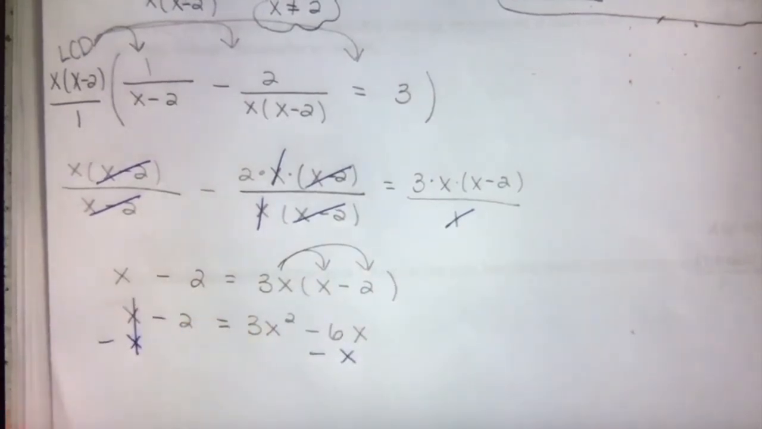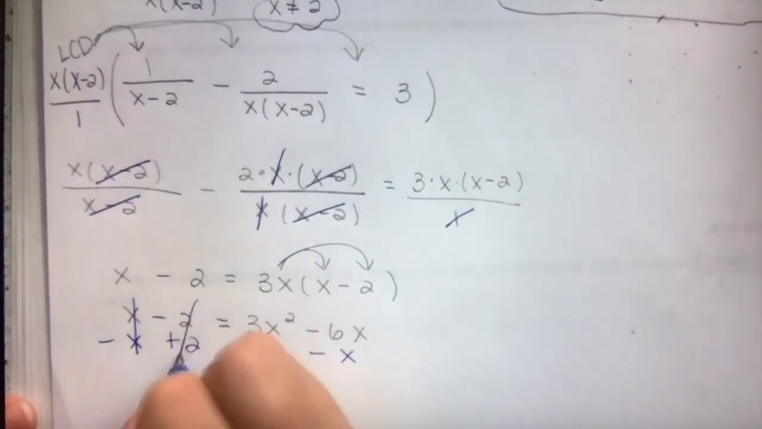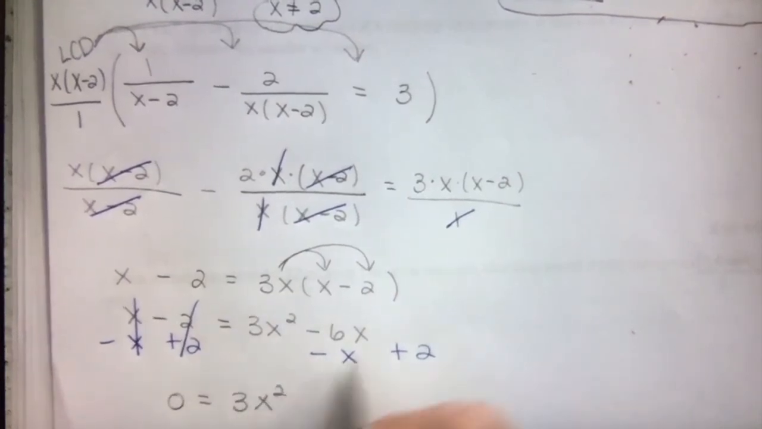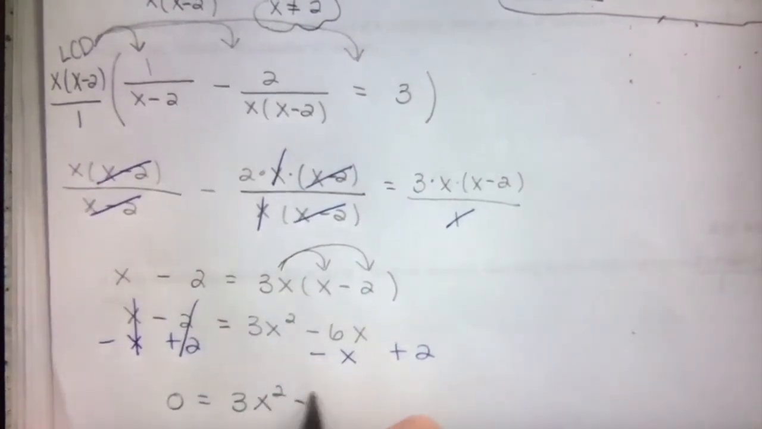While we're at it, can I also add that 2 to get it set equal to 0? Can I do two things at once? Yes. So we're left with 0 equals 3x squared, negative 6x minus 1x is negative 7x, plus 2.